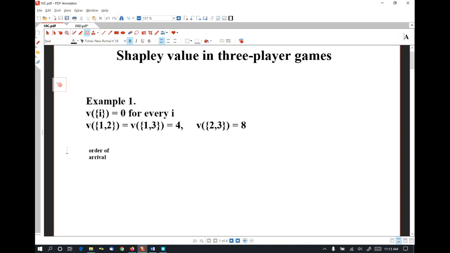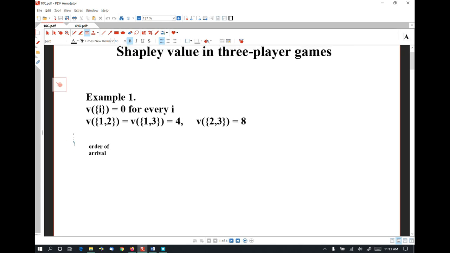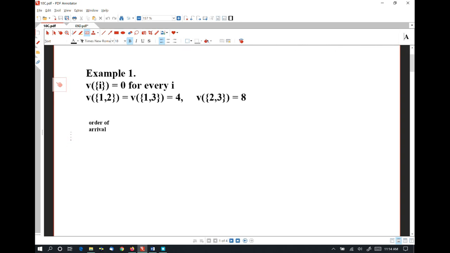Okay, so let's start with a simple example not related to those three. Suppose that we have 3 individuals. All these examples will be games with 3 players, so N is the set 1, 2, 3. Each individual alone cannot produce any surplus. Individual 1 with 2 or with 3 can produce a surplus of 4, and individuals 2 and 3 can produce a surplus of 8. So let's see what the Shapley value assigns to each player.